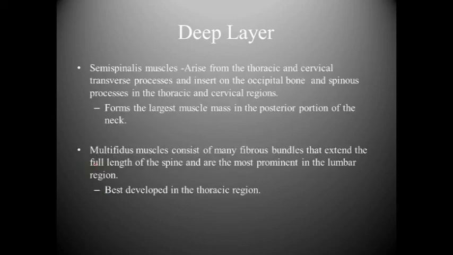The semispinalis muscles arise from the thoracic and cervical transverse processes and insert on the occipital bone and spinous processes in the thoracic and cervical regions. They form the largest muscle mass in the posterior portion of the neck. The multifidus muscles consist of many fibrous bundles that extend the full length of the spine and are the most prominent in the lumbar region, best developed in the lumbar region.